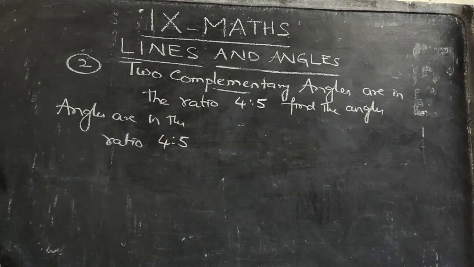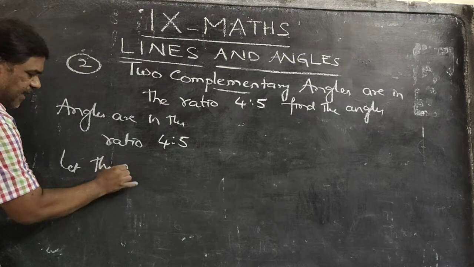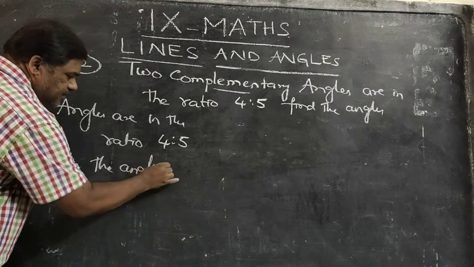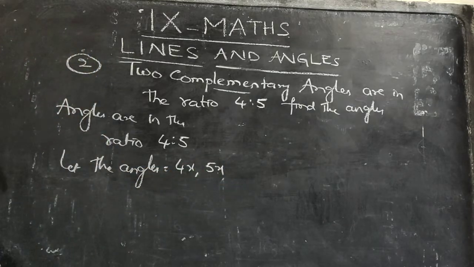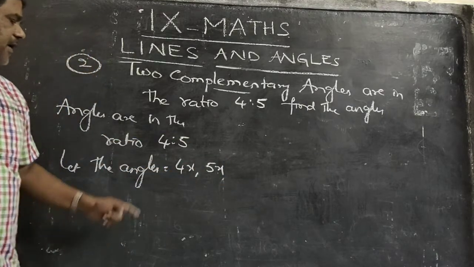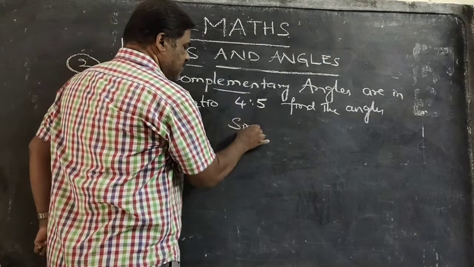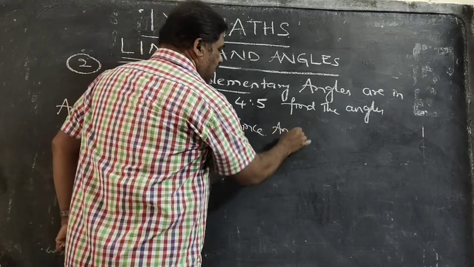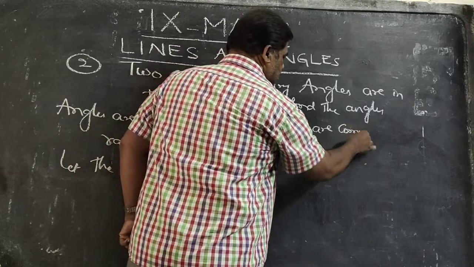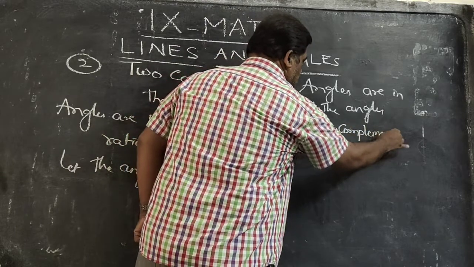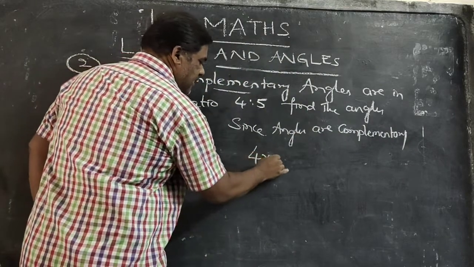4:5. If the angles are in the ratio 4:5, let the angles be, first one 4x, second one 5x. Because they are in the ratio 4:5, the first angle is 4x, the second angle is 5x. Since the angles are complementary, their sum is 90 degrees.